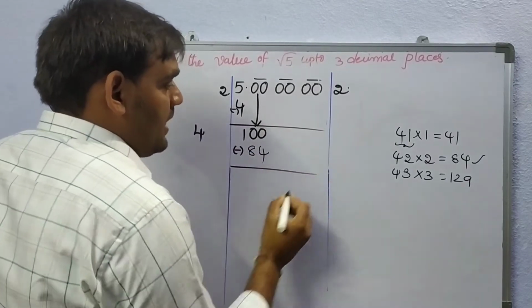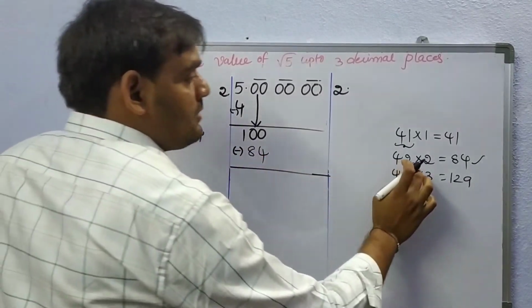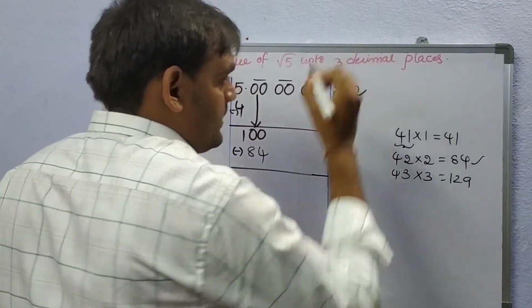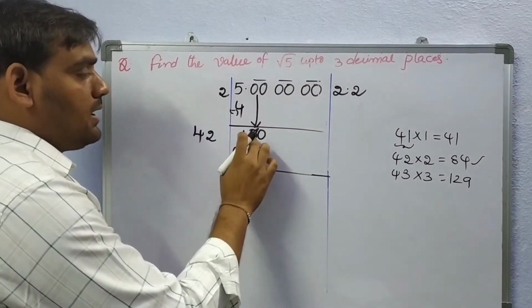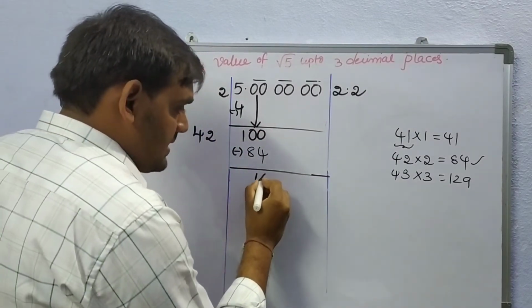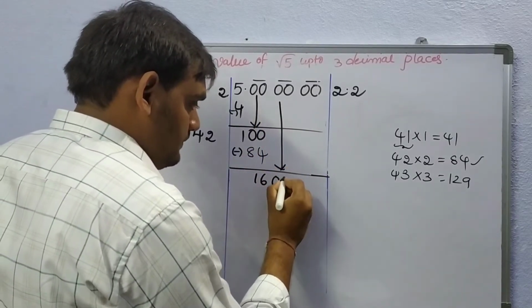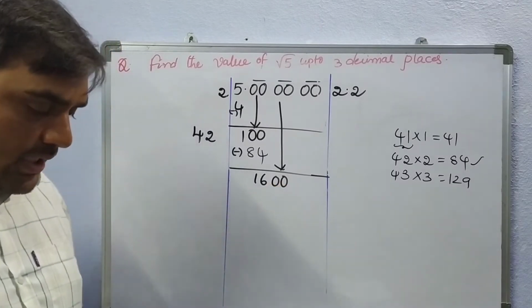Before we subtract, what did I take? Beside 4, here I have taken 2. We must write here 2, and here also we must write 2. Next, we need to subtract. 100 minus 84, 16 we will get. Next, we need to drag these two zeros. Isn't it? So we got here 1600.